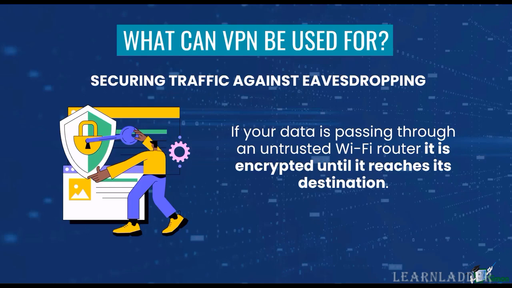That means that if your data is passing through an untrusted Wi-Fi router on a public Wi-Fi network, going through an ISP, or traveling anywhere else on the internet, you don't want that data in your web browsing to be exposed to a third party. It's encrypted until it reaches its destination. That can help protect against eavesdropping and secure against potential privacy breaches.